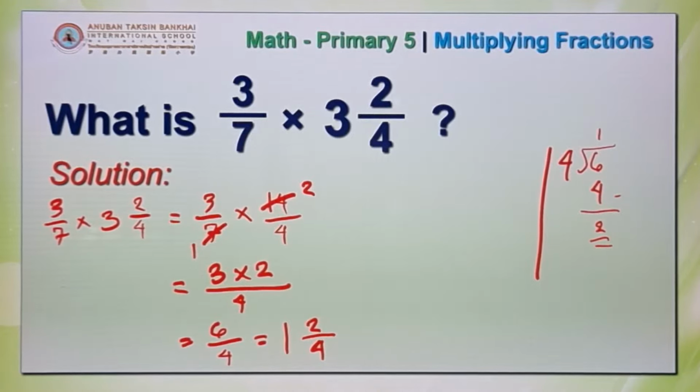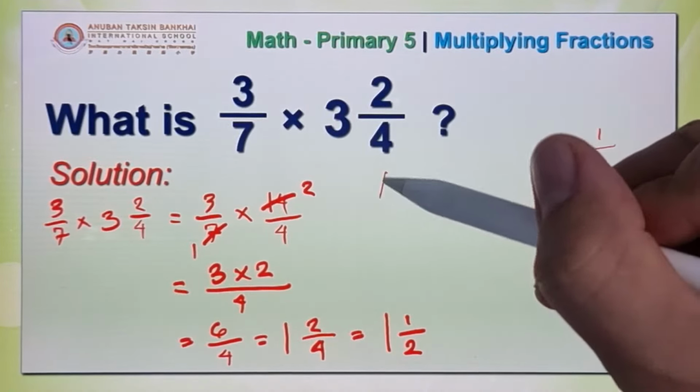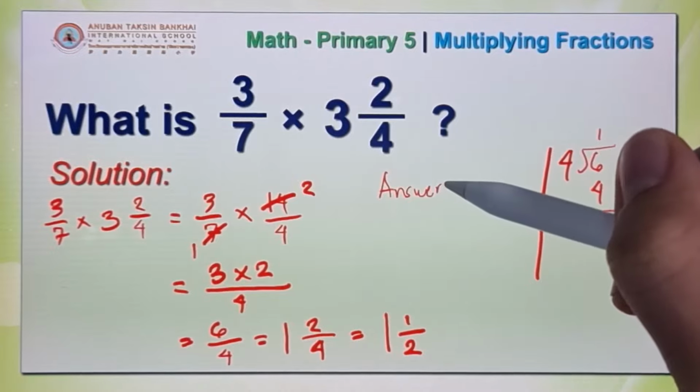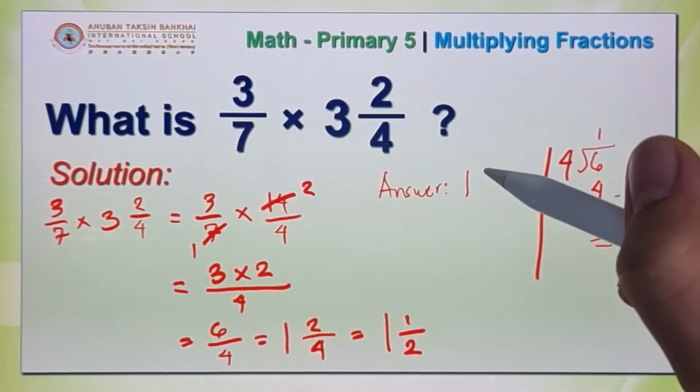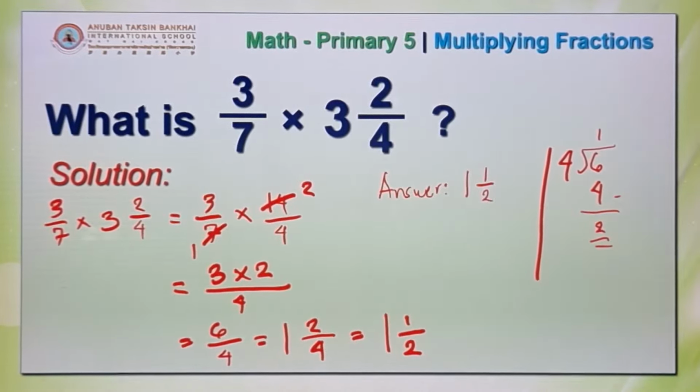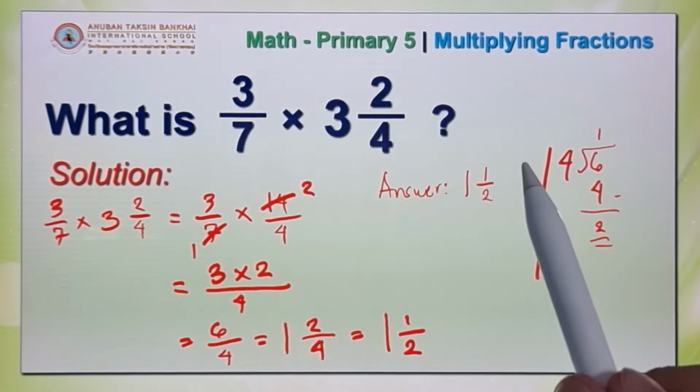Yes, we can still simplify that. Take note, we can divide 2 and 4 by 2. So let's rewrite this again. We have 1 and 2 divided by 2, we have 1. 4 divided by 2, we have 2. So our final answer is 1 and 1 over 2, or 1 and 1/2.